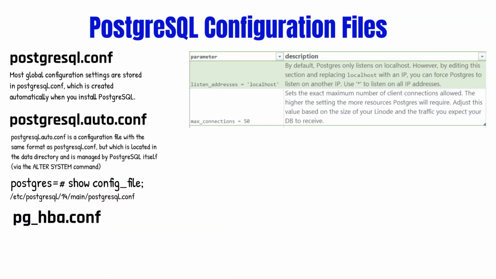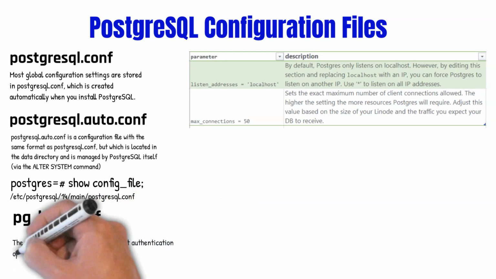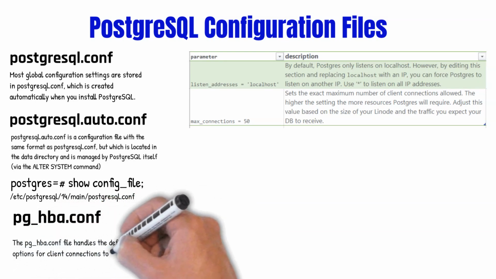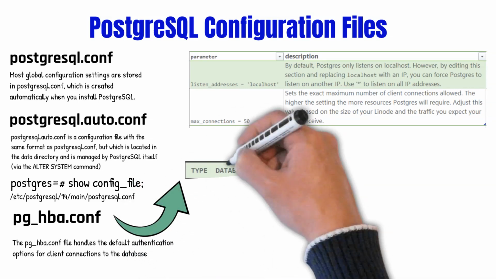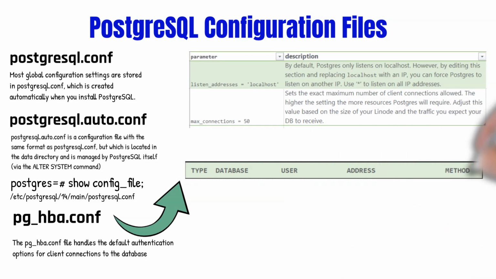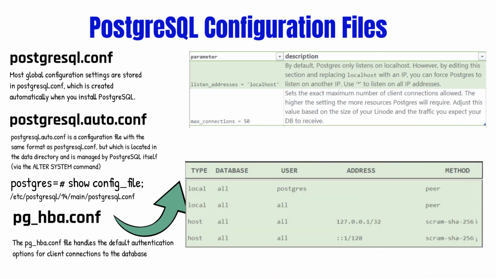pg_hba.conf. The pg_hba.conf file handles the default authentication options for client connections to the database. So in the config file, it takes the form of the type, the database, the user, the address, and the method. Each entry specifies how matching requests are authenticated.